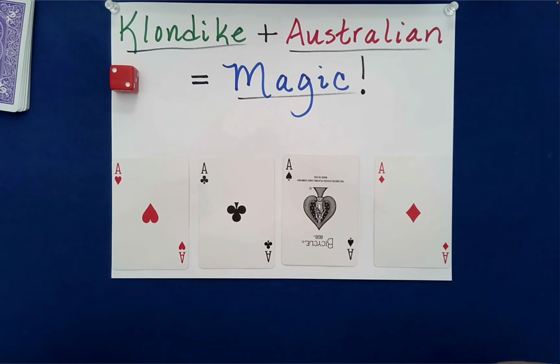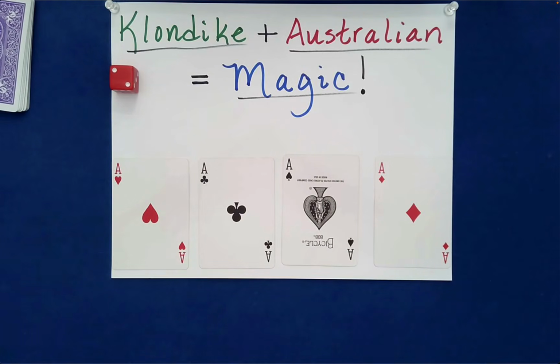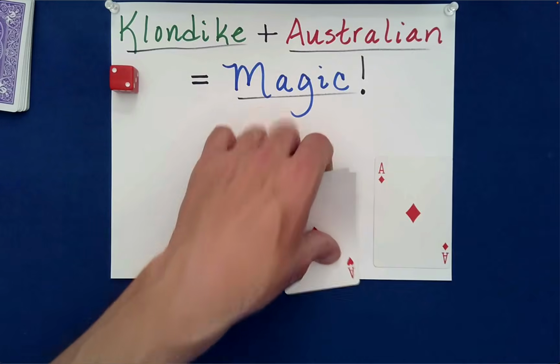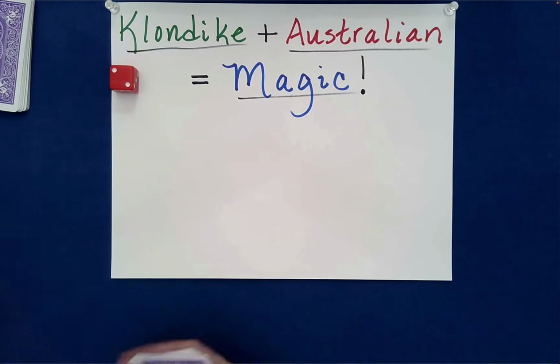All of those random processes led to the revelation of the 4 aces. How in the world is that possible? Well, we're going to find out when we get to the tutorial portion of this video. Okay, so that is the third routine.